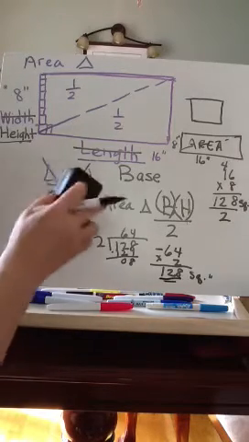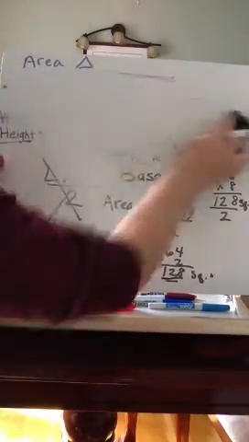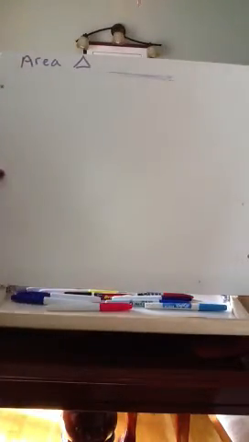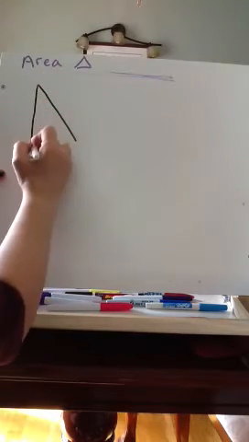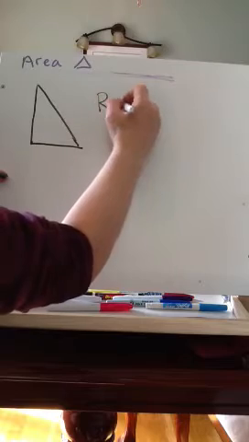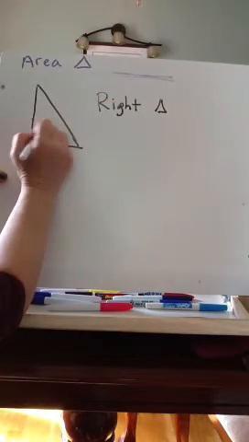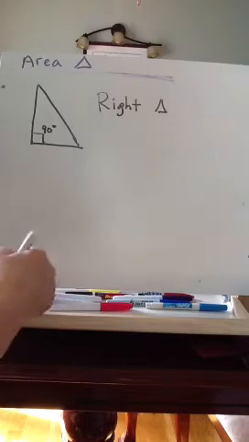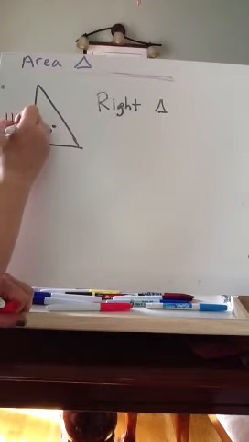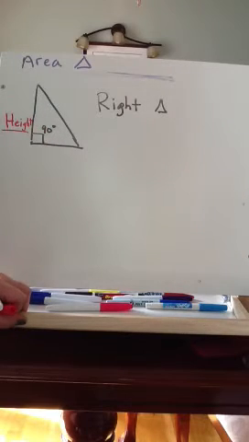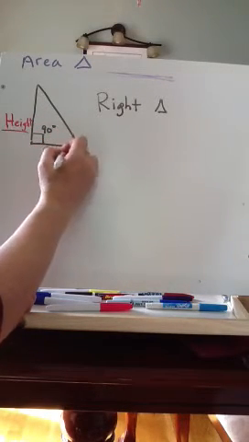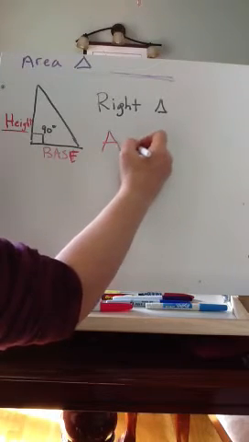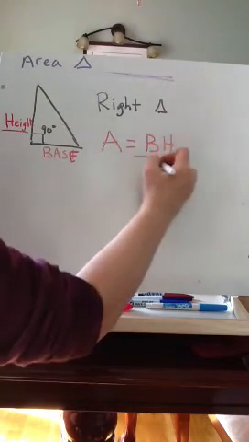So you are not going to always have a rectangle to go by. Number 1, you can have a right triangle. Right triangle, if you remember, has a right angle. 90 degrees is a right angle. Very, very easy to see the height of this triangle. It's right there for you. And this is the base. So to figure out the area of a triangle, we're going to do area equals base times height divided by 2.